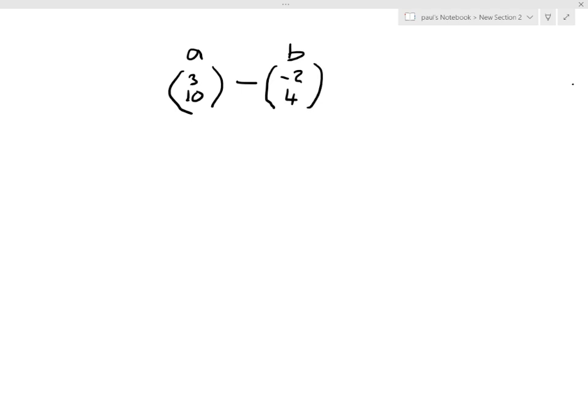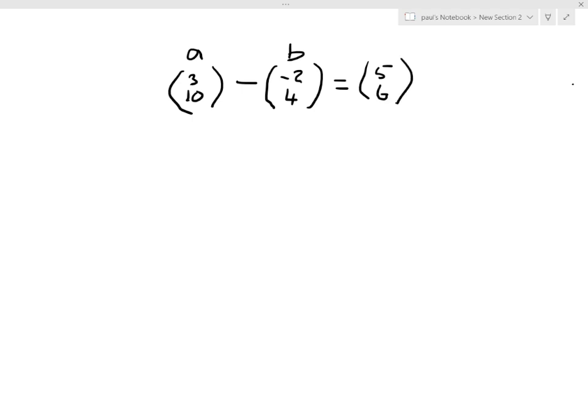So we might have this. Here's (3, 10), and we're going to subtract vector b, and this is (-2, 4). And this comes out as 3 minus minus 2, which is the same as 3 plus 2. 3 minus minus 2 makes 5. And 10 minus 4 is 6.